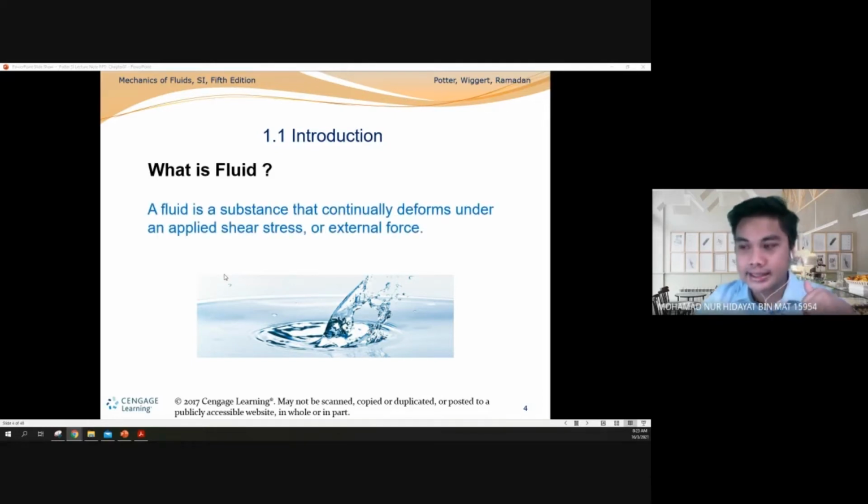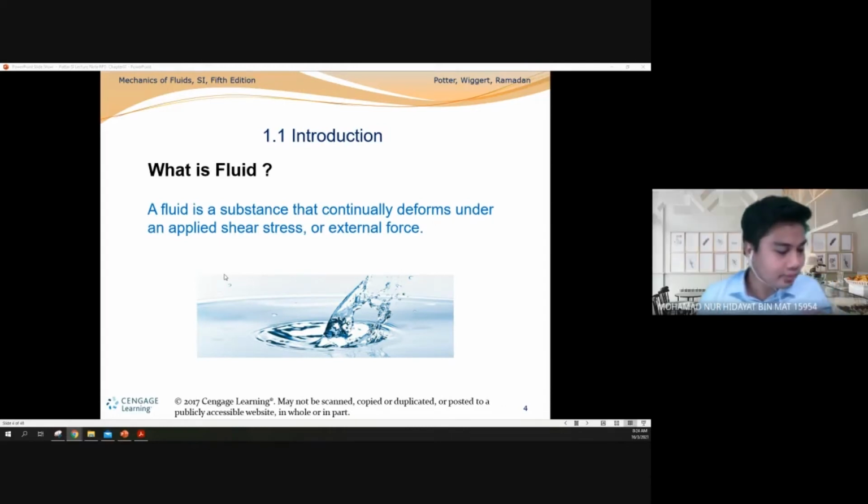A fluid is a substance that continuously deforms under an applied shear stress or external force. What it means is, if you try to push or disturb the water, the substance of the water will move, will deform under your applied external force. So you need to understand that a fluid is a substance that continuously deforms under your applied shear stress.